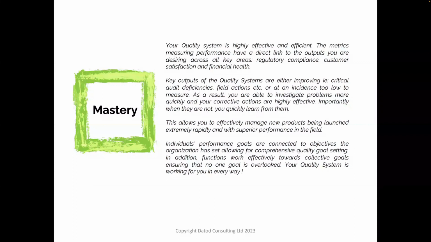An organisation sitting in mastery is very effective at understanding customer needs and translating those needs into new products very quickly, very often with very superior performance in the field. In terms of individual goals, there's a real connection between individual performance goals and the direction where you want to move the organisation. An organisation in mastery is also beginning to have more collective goals, encouraging different stakeholders and departments to work together collaboratively to deliver expectations and projects that serve a collective goal for the organisation.